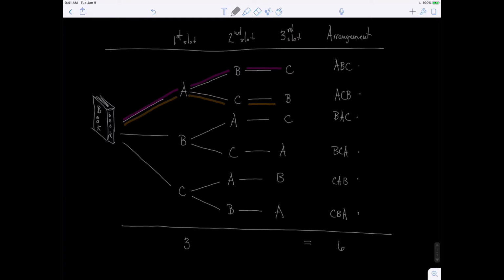When we came to the second slot, though, we only had 2 books that could go in there. And when we came to the third slot, there was only one different option that was left.